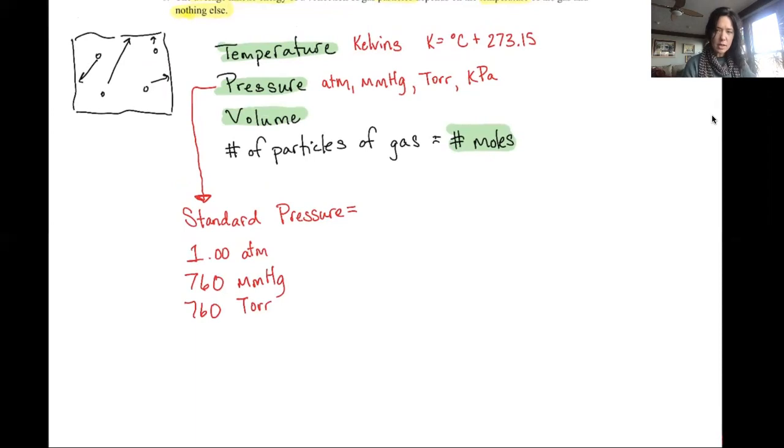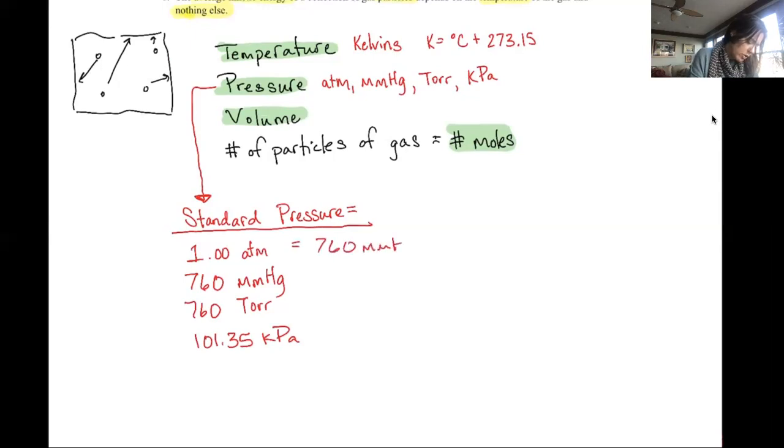Torr is the name of the scientist who came up with the millimeters mercury concept. So they are identical. And then we've got the 101.35 kilopascals, all right? All of these are standard pressures. They are all equivalent to each other. 1 atmosphere is equal to 760 millimeters mercury, is equal to 760 torr, is equal to 101.35 kilopascals. So those are my conversion factors.